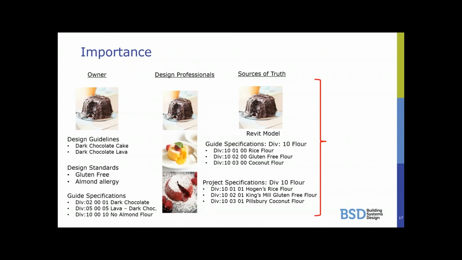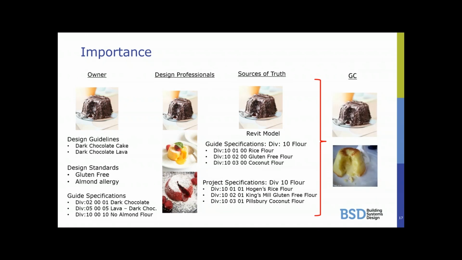In this example, though, the design guidelines are descriptive and describe the owner's intent, and they want dark chocolate cake with dark chocolate lava in the middle, gluten-free, with a note of a nut allergy. So in this case, we get to the point where the contractor has now built our project, and we ended up with the right cake with all the right instructions that have translated from the very beginning with design guidelines through to the standards, guide specifications, translated over into either performance or brand-specific project specifications.